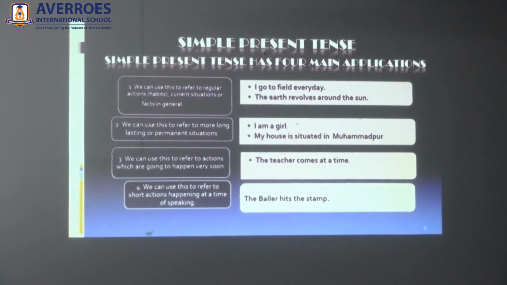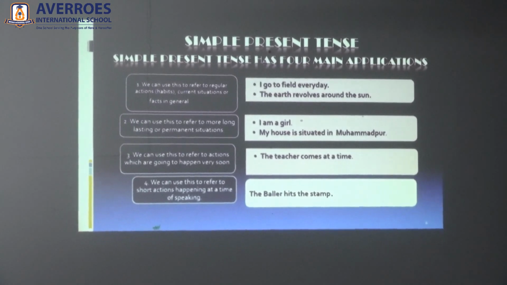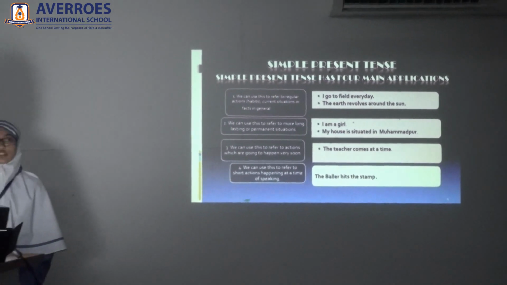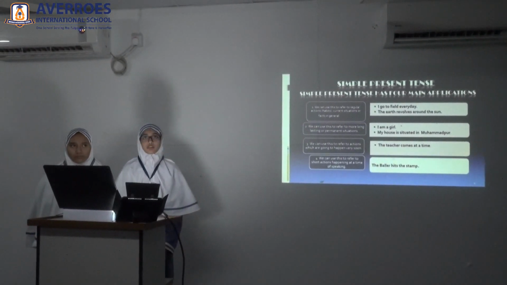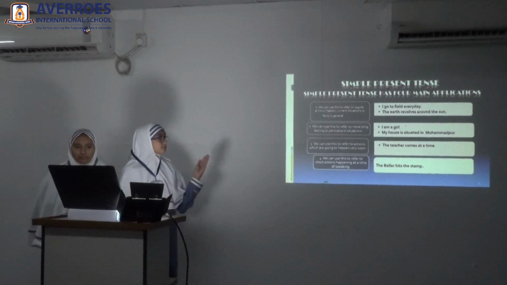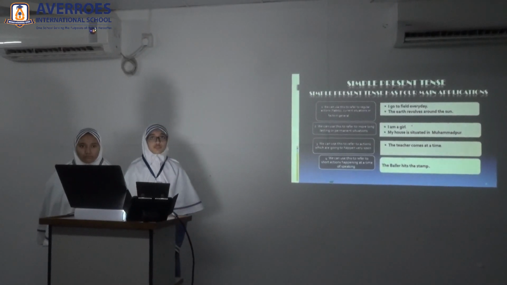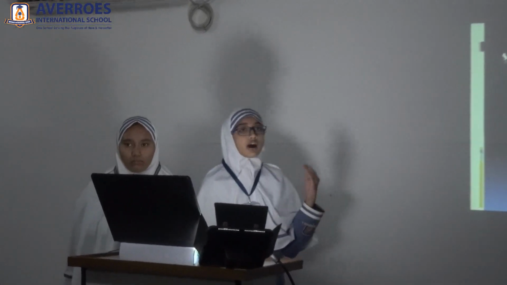There are 4 main applications of simple present tense. 1. We can use it to refer to regular actions, current situations, or facts in general. Example: I go to field every day. The earth revolves around the sun. The second application is we can use this to refer to more long-lasting or permanent situations. The examples are: I'm a girl. My house is situated in Mohammadpur.